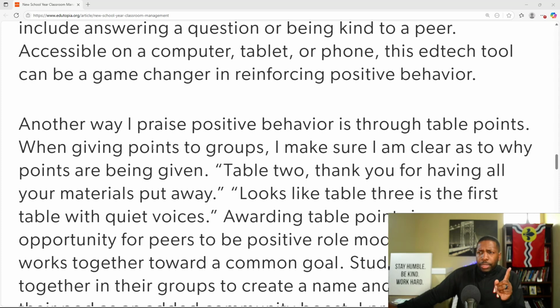Excuse me. When giving points to a group, I make sure I am clear as to why points are being given. Table 2, thank you for having all your materials put away. Looks like table 3 is the first table with quiet voices. Awarding table points is an opportunity for peers to be positive role models as each table works together toward a common goal.